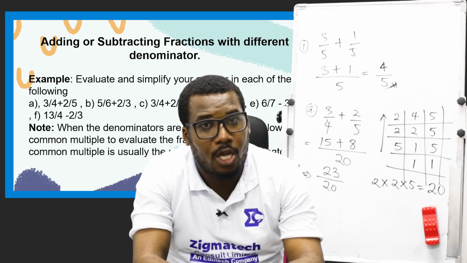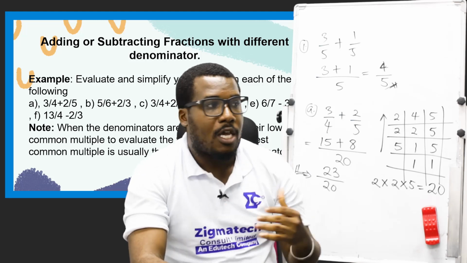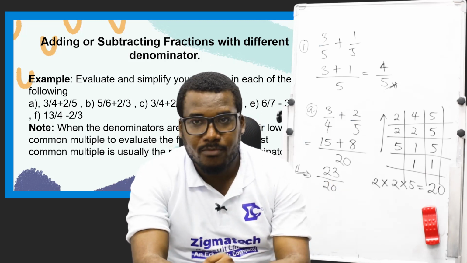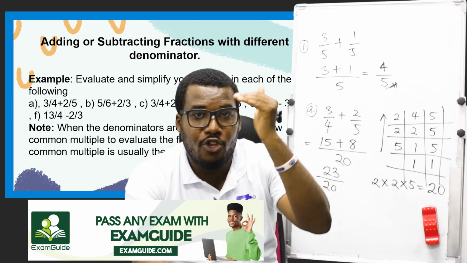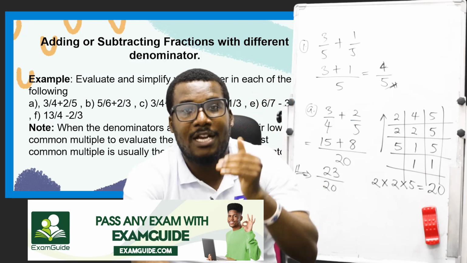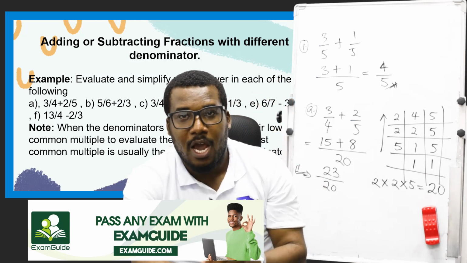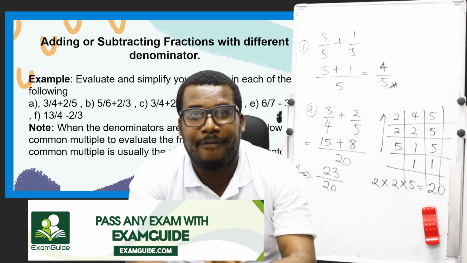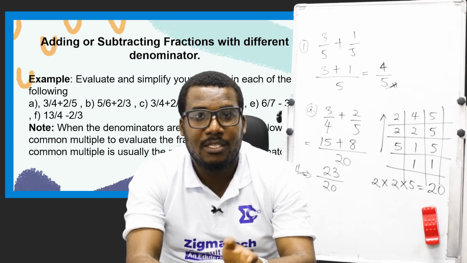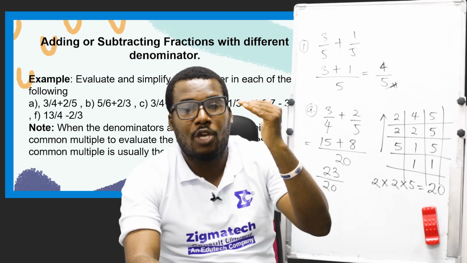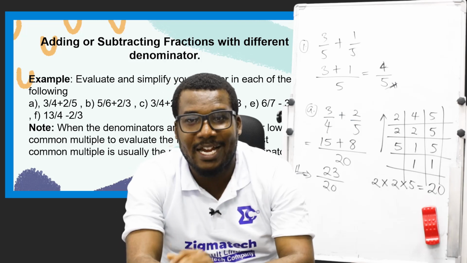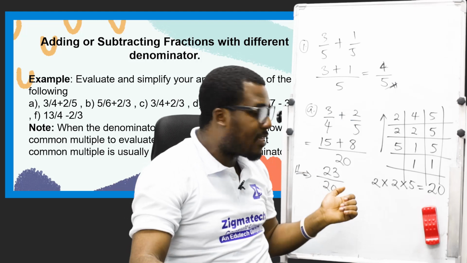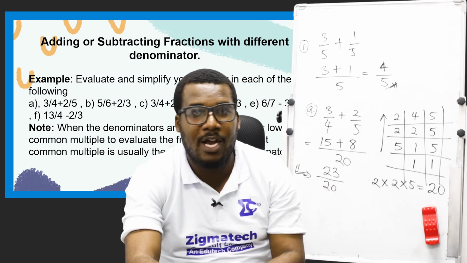Are we there yet? No. Why? If you notice carefully, 23 over 20, 23, which is the numerator, is greater than 20, the denominator. And if you look at the rules under the types of fractions, you will notice that when the numerator is greater than the denominator, it is an improper fraction. Thus, we need to break this down to become a proper fraction.